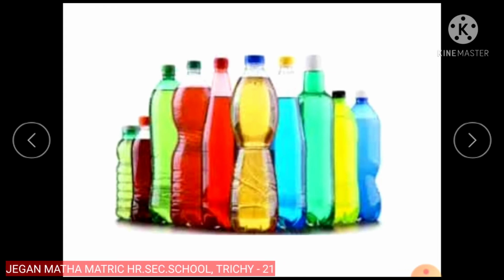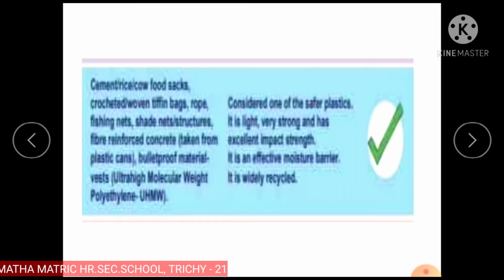About this plastic, considered one of the safer plastics. It is light, very strong and has excellent impact strength. It is an effective moisture barrier. It is widely recycled.